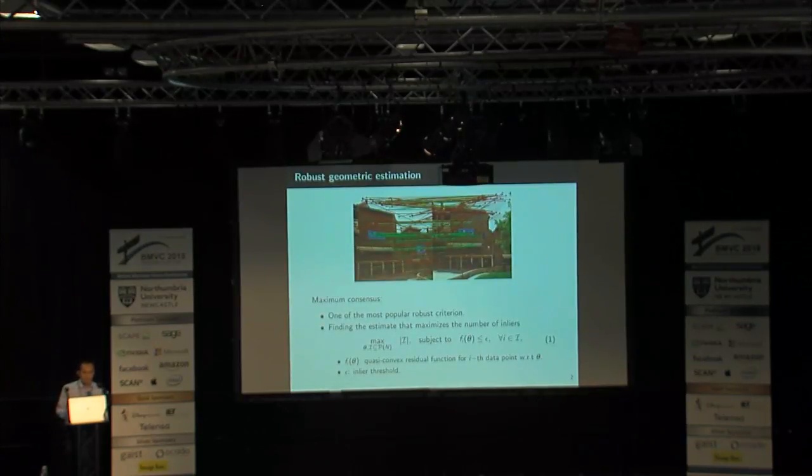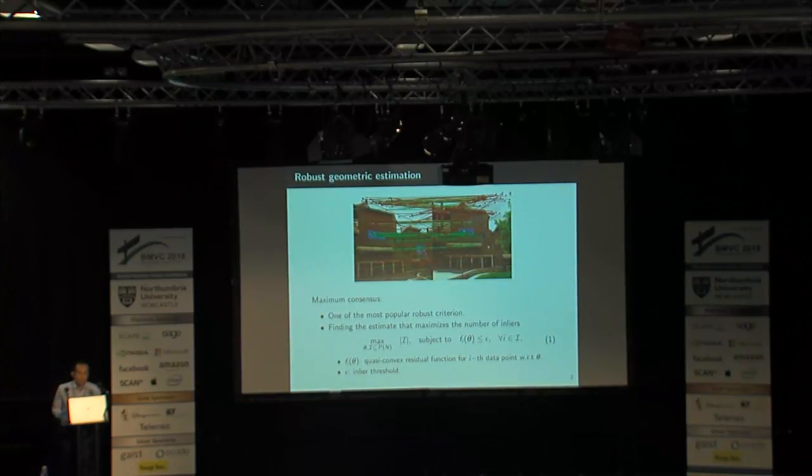To define robustness, there are a lot of criteria. However, maximum consensus is considered one of the most popular robust criteria. The goal of maximum consensus is to find the estimate that maximizes the number of inliers. Here, we show an example of a homography fitting problem, where the inliers that we need to find are a set of correct matches, plotted in green. In practice, this set may be contaminated by a set of outliers, plotted in red.